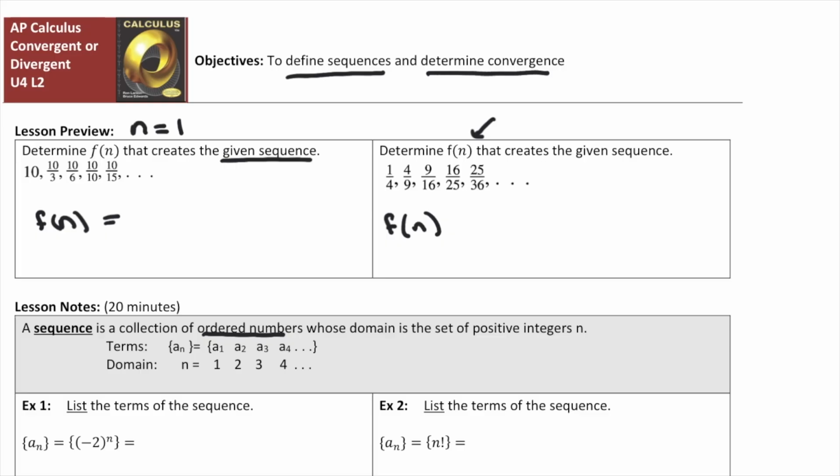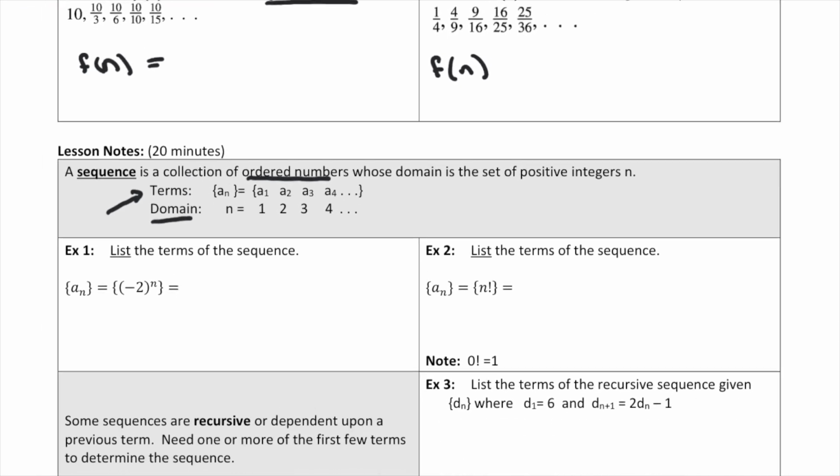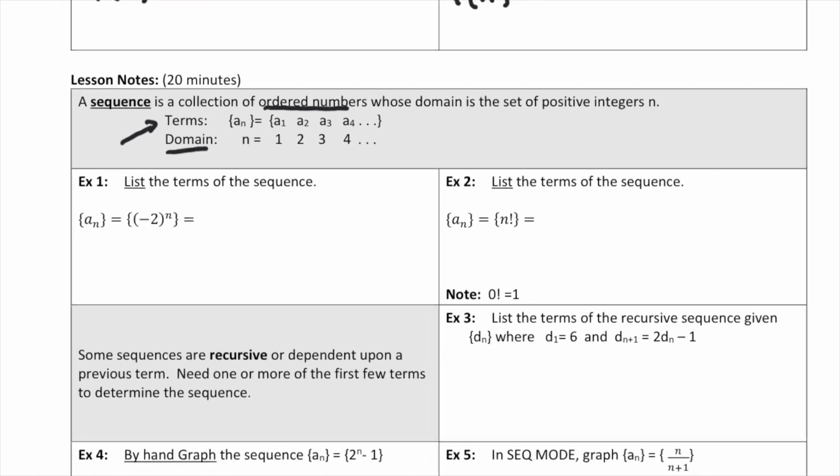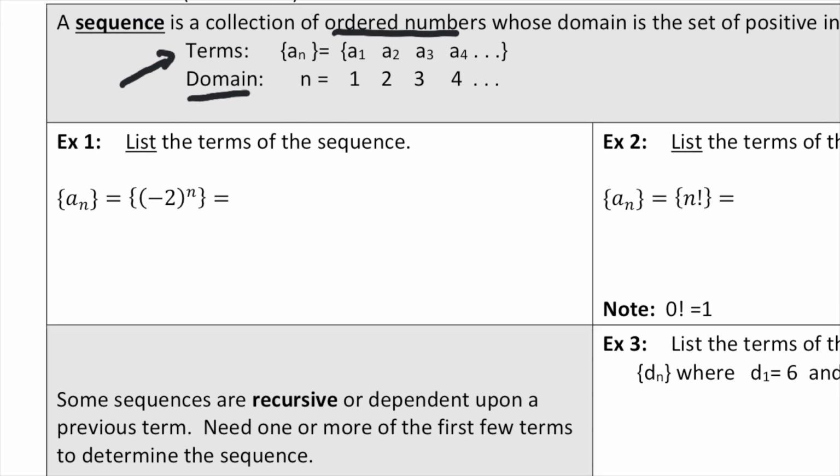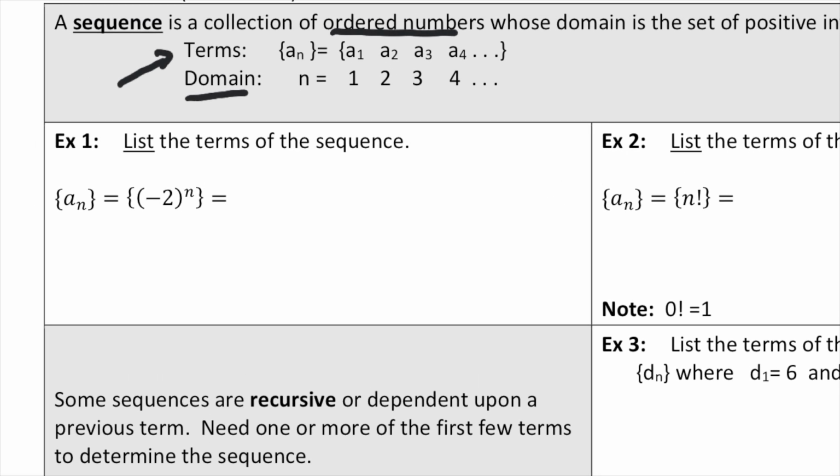A sequence is a collection of those ordered numbers. The terms are listed as a sub n, or A1, A2, A3, A4, and n describes your domain, which starts at n equals 1, then 2, then 3, then 4. For example 1, if we list the terms of the sequence, we want to think about what happens when n is 1, n is 2, n is 3, n is 4.